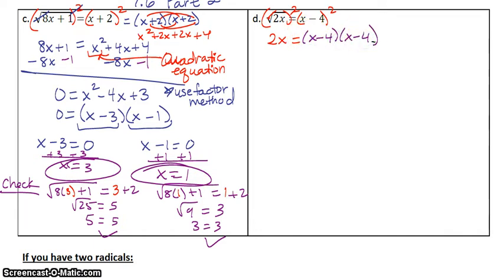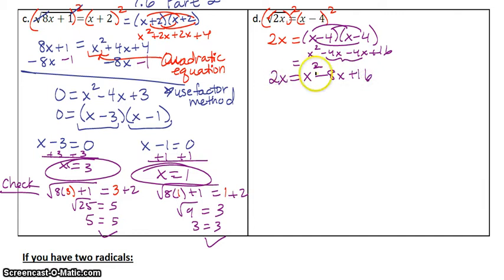FOIL it. So in my mind, I'm thinking firsts, outers, inners, lasts. Okay, so I get x squared minus 8x plus 16. And then again, I notice I have an x squared. So immediately I'm thinking, okay, quadratic equation, that means I've got to solve it. So quadratic equation, move everything to one side, set it equal to 0. And then we're going to use the factoring method.